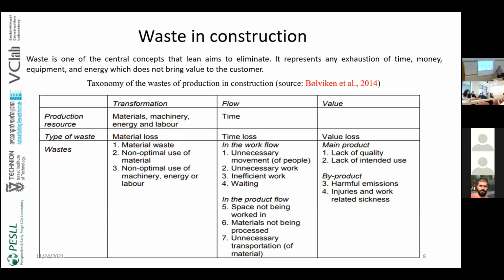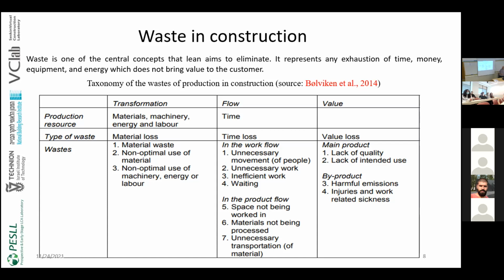Waste in construction. Waste is one of the central concepts that Lean aims to eliminate. It represents any exhaustion of time, money, equipment, and energy, which does not bring direct value to the customer. According to Lean construction, there are different types of waste in the transformation, flow, and value. The type of waste related to the transformation is material waste, non-optimal use of material, or non-optimal use of machinery, equipment, and energy.